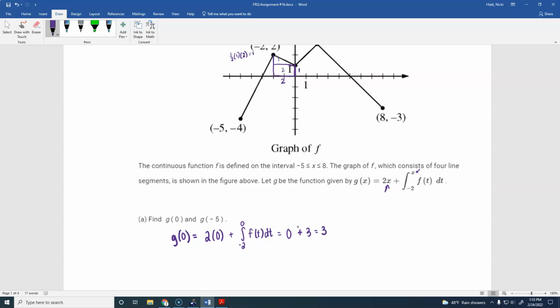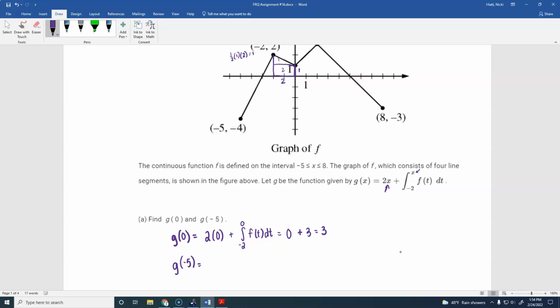Do we have to show any work to go from the integral from -2 to 0 of f of t? I don't think you would have to on that. Then we've got to do g of -5. So that's done with g of 0.